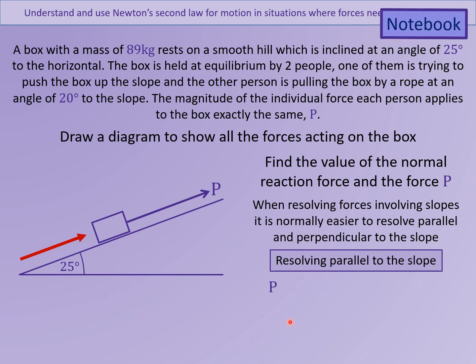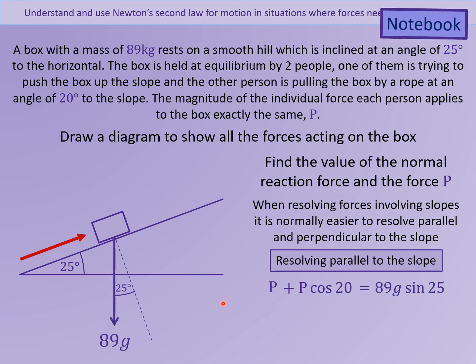So let's just put that down and make sure we're happy. We've definitely got the P. All the P is pulling up. We've also got this part here of the person that's pulling it up with a rope. So that's the P cos 20. We've also got the 89g sine 25.